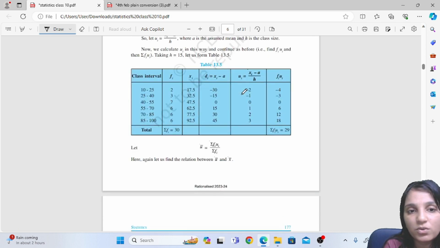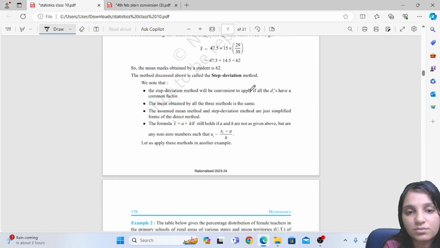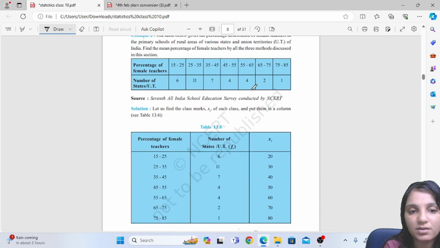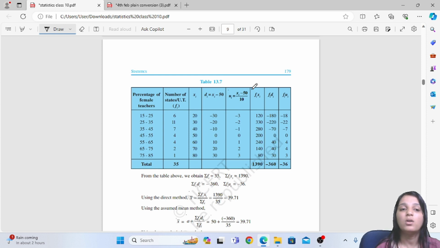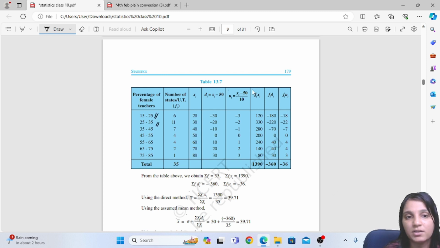Then we will move on to the step deviation method. This is the column for the step deviation method. Now this is the class interval which is given, 15 to 25, 25 to 35, and so on. Then the number of states they have given, like number of students, number of people, number of children.